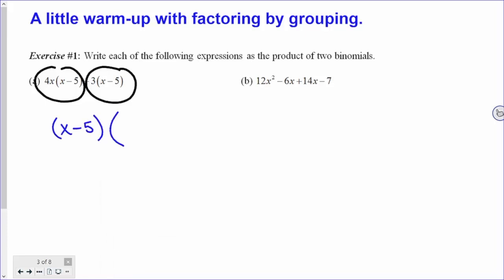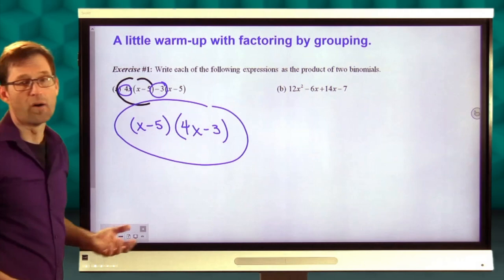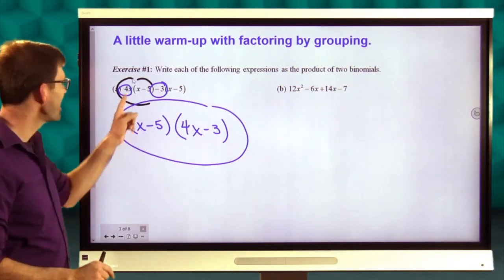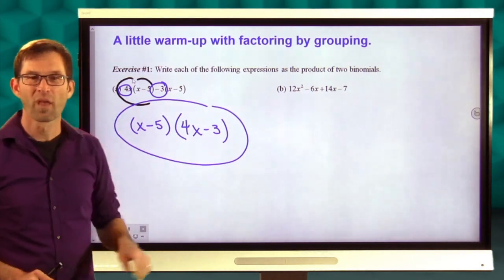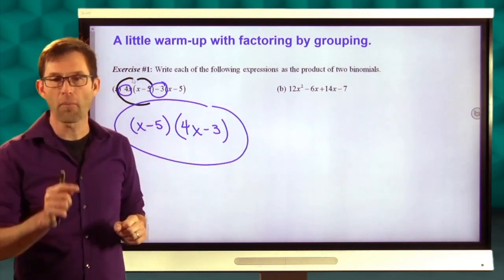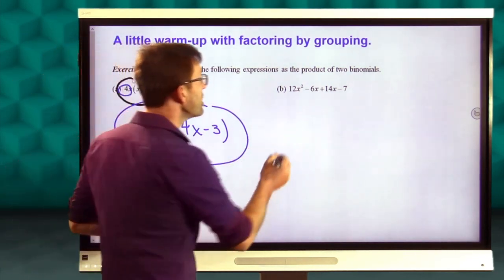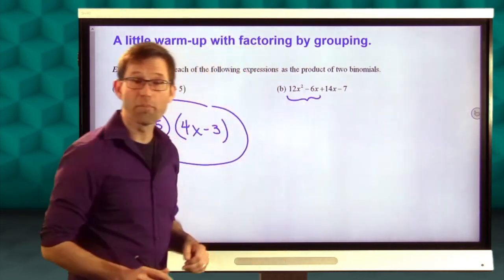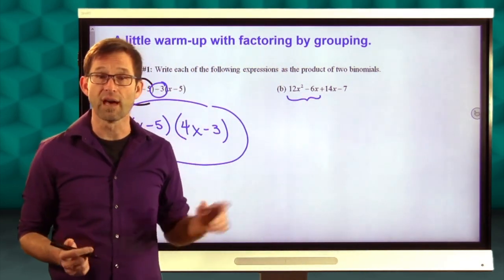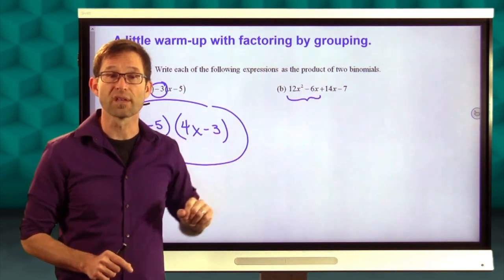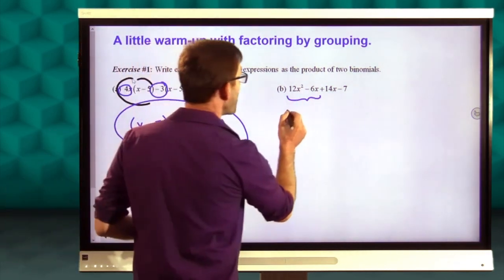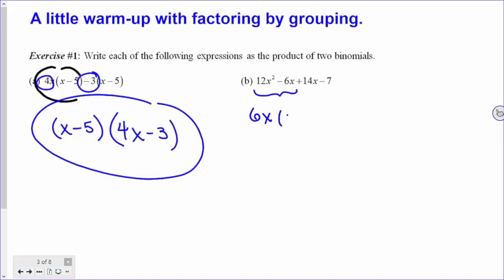And what I'm left with is a 4x here and a minus 3 here. And that's it. Oh man, was that easy, right? Because that x minus 5 was just sitting there. On the other hand, this one's a little bit trickier, and remember how factoring by grouping works. Typically, you take a look at this first binomial pair and you try to factor out a GCF. Now, between 12x squared and 6x, a very simple GCF that we can factor out is 6x, leaving us with 2x minus 1.